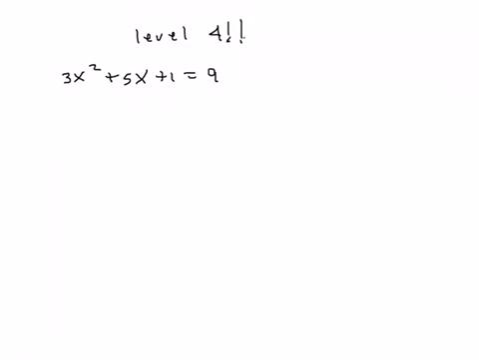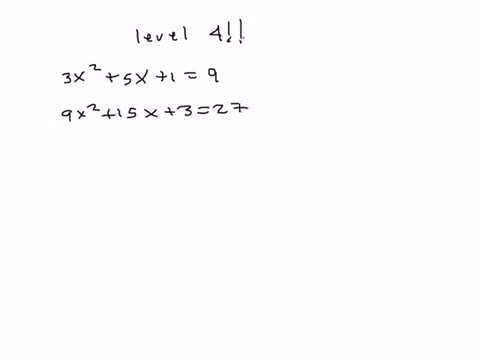So the first thing I want to do is take the 3x squared and make it a perfect square. How do we make it a perfect square? Well, if I multiply it by 3, 3 times 3 is 9. That would be a perfect square. So I'm going to multiply by 3. But of course, if I multiply one side by 3, I have to multiply the other side by 3. I can't just multiply 3x squared by it, right? So I get 9x squared plus 15x plus 3 equals 27.